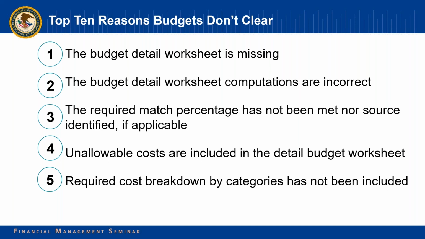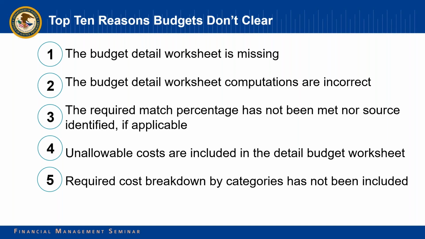Number 2, the budget detail worksheet computations are not correct. Although the budget detail worksheet is in an Excel format and it'll calculate the information for you, there may be times that you may have inputted something wrong. Like, I was reviewing a budget detail workbook last week, and in the travel category, the grantee had their lodging rates in the line item for their travel calculation. So of course, they put them in the wrong place, then the calculations are not going to be correct.